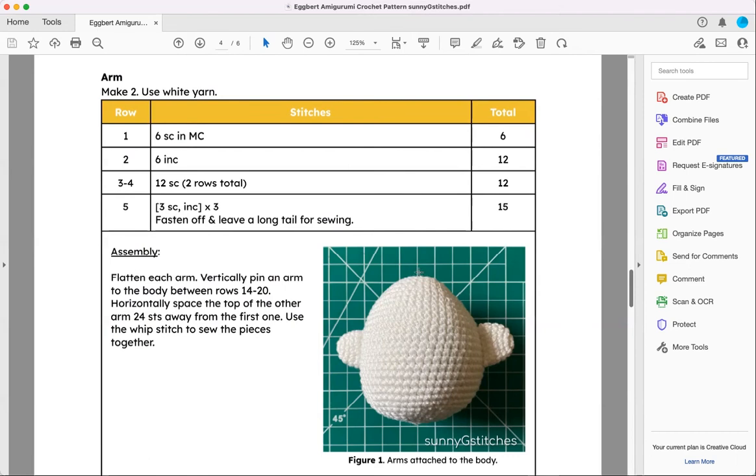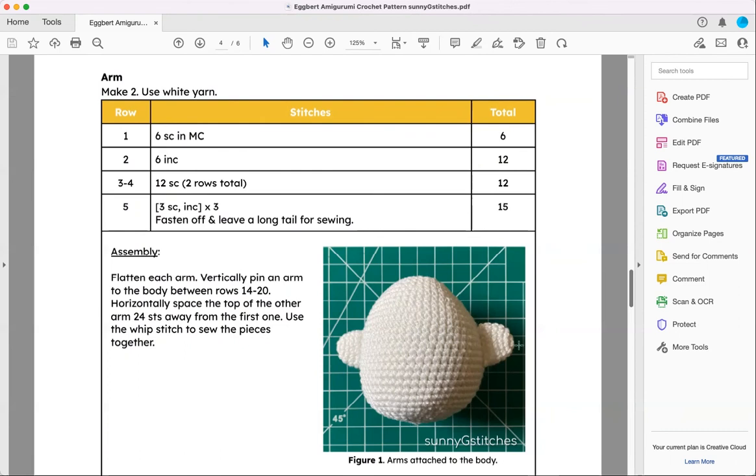So you're going to count 14 stitches down. Each of these little kind of X shapes is a stitch. So you're going to count 14 rows from your first row down, and you're going to end up somewhere over here because this is where row 14 is. So you're going to pin your arm in place at the top. You're going to pin your arm in place at the bottom, which should be on row 20. And then you're going to use a whip stitch in order to sew those pieces together.